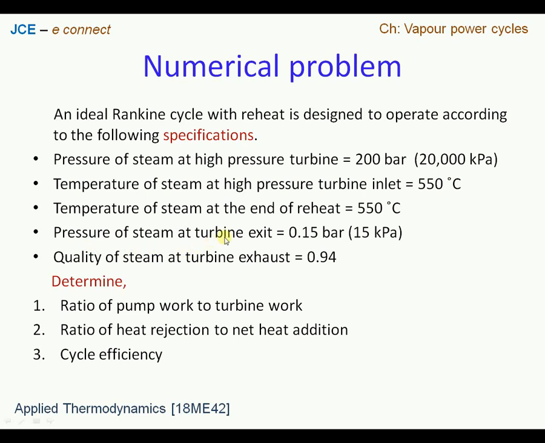The pressure of steam at the turbine exit is 0.15 bar, which in terms of kilopascal comes to 15 kilopascal. We also have a quality given, which is 0.94, and a condenser pressure given as 0.15 bar. They ask us to find the ratio of pump work to turbine work. It's a ratio. Then they ask us to find the heat rejection ratio, that is heat rejected to the total heat supplied, and then the final parameter, the cycle efficiency.